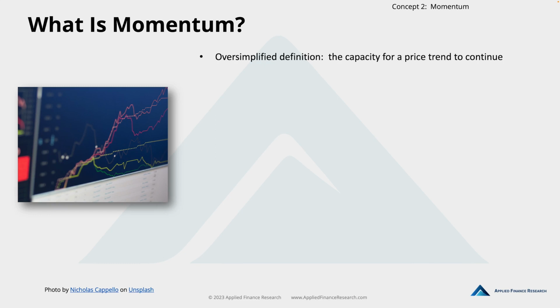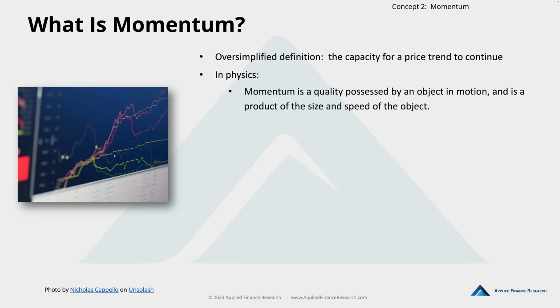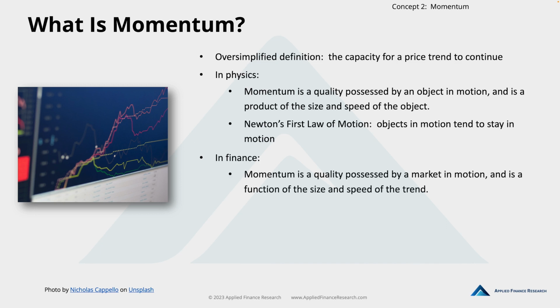It can be helpful to think about the relationship between the concept of momentum in the world of physics and the concept of momentum in the world of finance. So in physics, momentum is a quality possessed by an object in motion and is a product of the size and the speed of that object. This connects to Newton's first law of motion, which states that objects in motion tend to stay in motion. In finance, momentum is a quality possessed by a market in motion and is a function of the size and speed of the trend. This connects to the market belief that the trend is your friend.